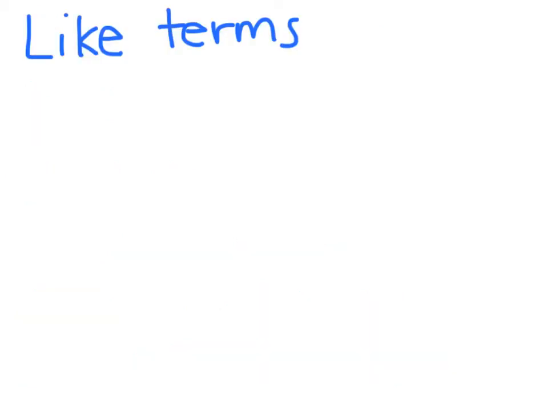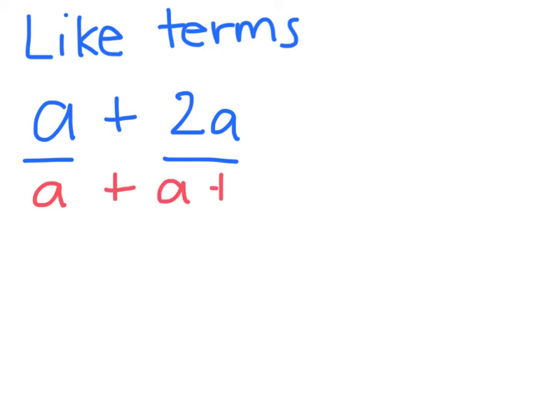Now let's learn to add like terms. Let's simplify the expression a plus 2a. A and 2a are called the terms of the expression. We call a and 2a like terms because they're both multiples of a. So to simplify a plus 2a, we simply visualize them as a plus a plus a, 1a, 2a's, to give us 3a. So the simplified version of a plus 2a is 3a.